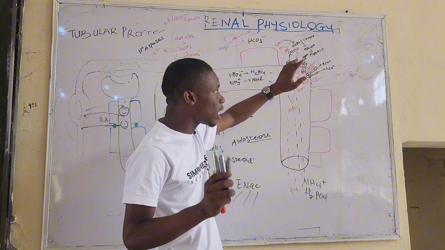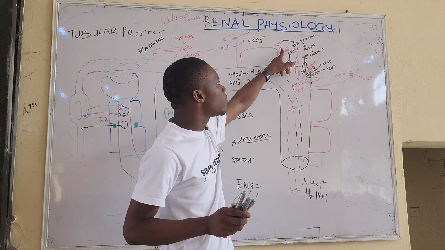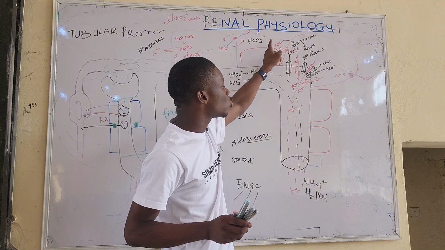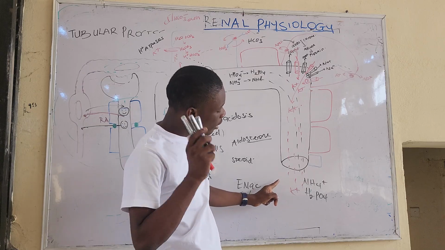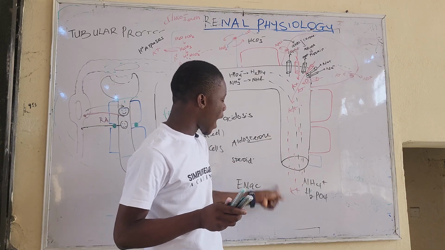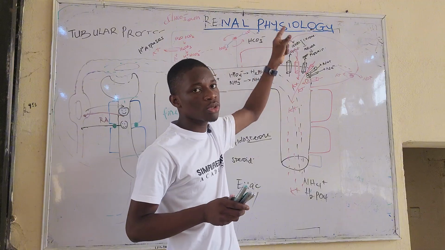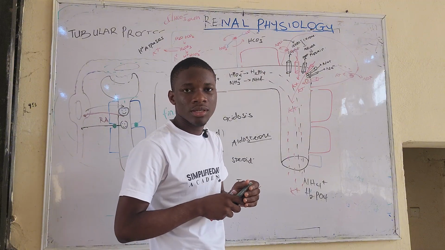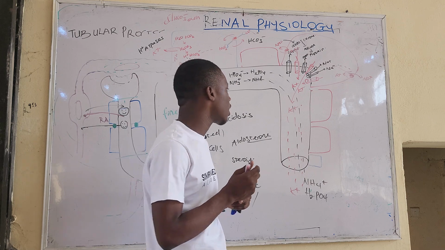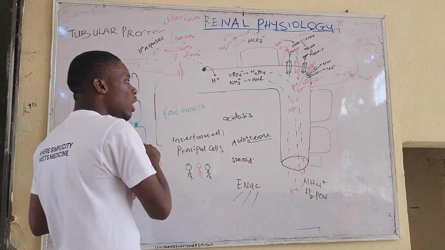The urine will have less amount of sodium, while the blood will have a high amount of sodium. Let me come again. Under the influence of aldosterone, the blood will have more sodium, and the urine will have less sodium. The urine will have high potassium, while the blood will have low potassium. And the amount of sodium reabsorbed there is about 8%, right?